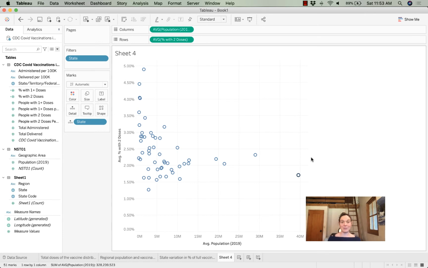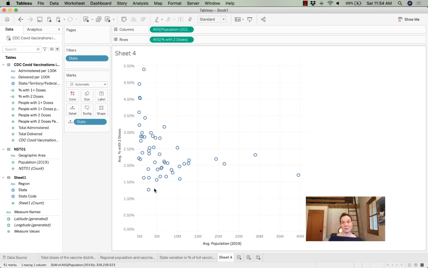Okay, here are my dots. Each of these corresponds to a state. So here's California, our most populous state, with a relatively low vaccination rate. And then if we come over here, we've got Alaska with a population of 731,000 people and a much higher vaccination rate. So looking at this, it's hard to eyeball whether or not there's really a relationship.